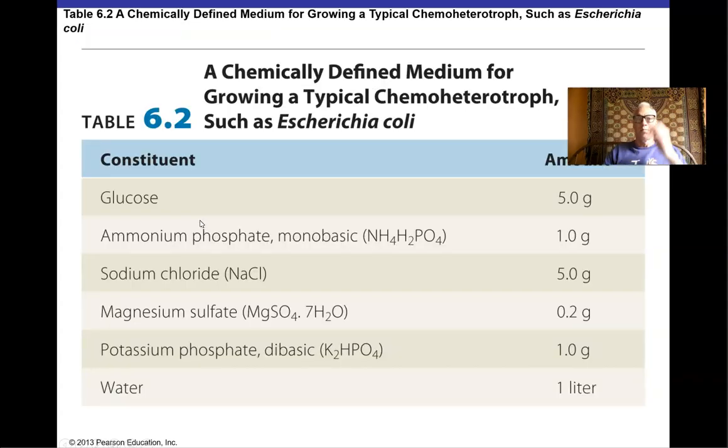So what is that? Well, first let's look at a chemically defined medium. Here's an example of a chemically defined medium. It has glucose, that's a discrete molecule, a hexose sugar, ammonium phosphate, sodium chloride, magnesium sulfate, potassium phosphate, and water. Those are the only things in this medium, and they're in there in very specific amounts, and E. coli can grow on that. All it needs is glucose. It needs that carbon source, and it can produce everything else it needs. What an amazing metabolic powerhouse it is to be able to do that.